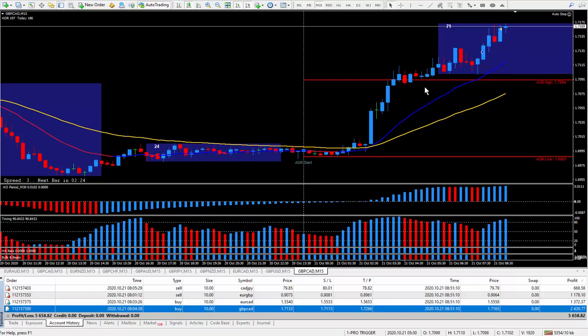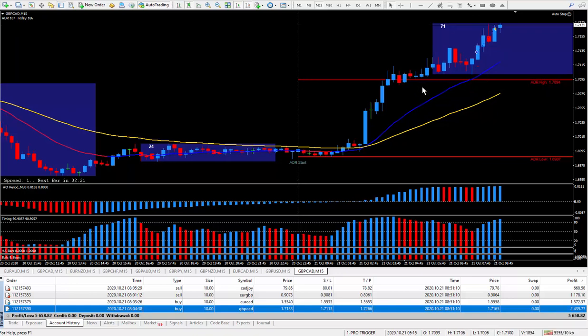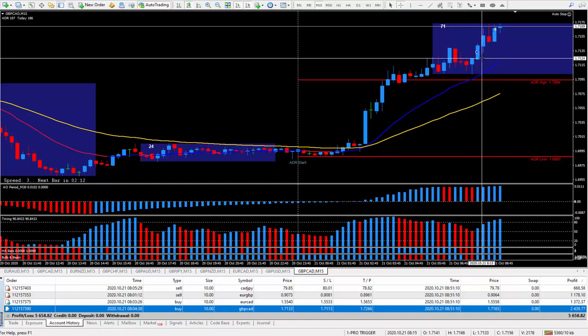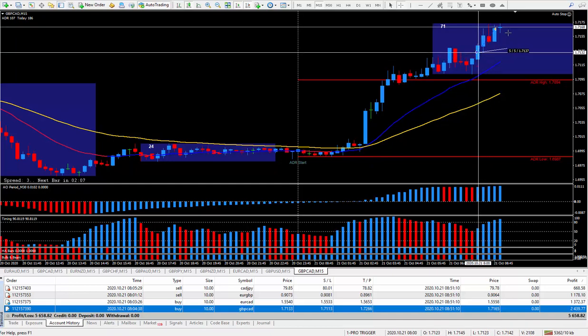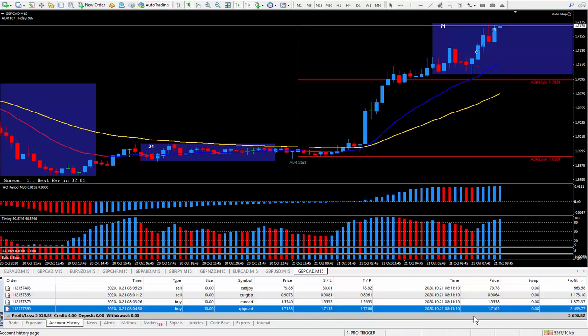This was not a fib setup, but it was a great way to trade setup using the Pro Trigger. Got in at this cursor. I knew it was going to go up, and I closed it out here, looks like with 32 pips. And 32 pips on the pound CAD paid $2,439.